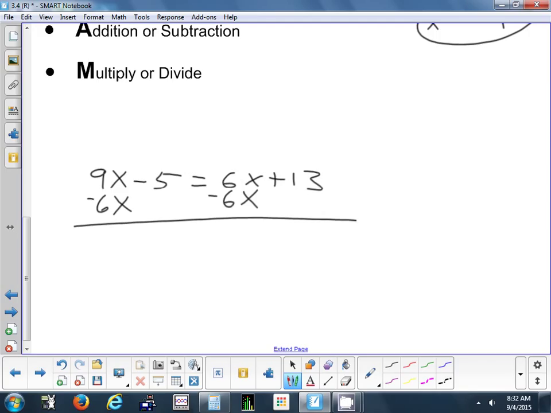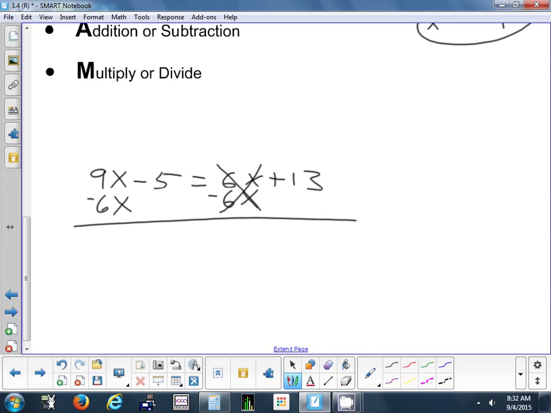Like we said in the notes, match it up. Make sure that if you're going to subtract that variable on one side, you subtract from the variable on the other side. You have to match them up. You can't subtract that minus 6x from the minus 5. It doesn't have a variable attached. You have to match them up.